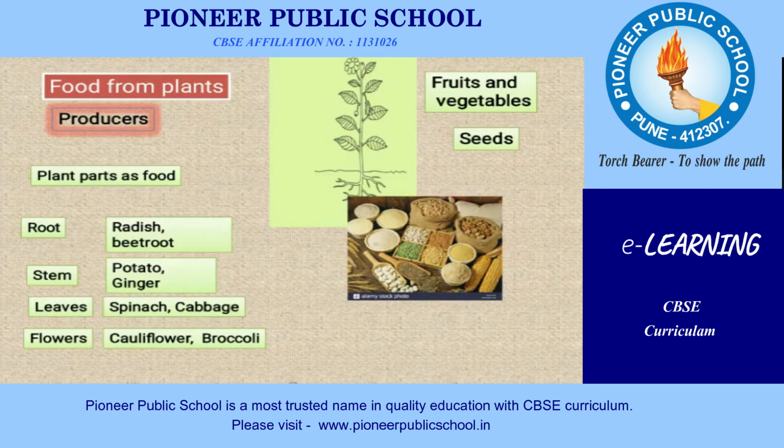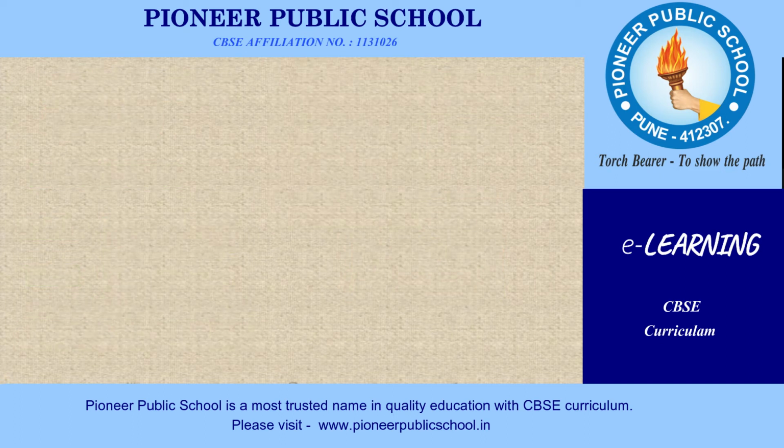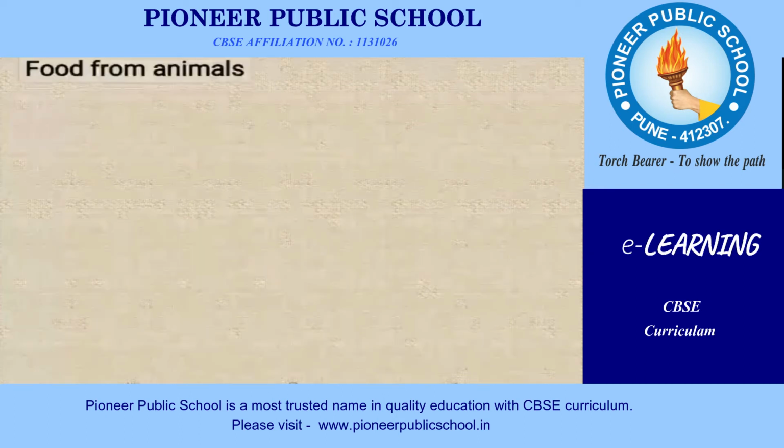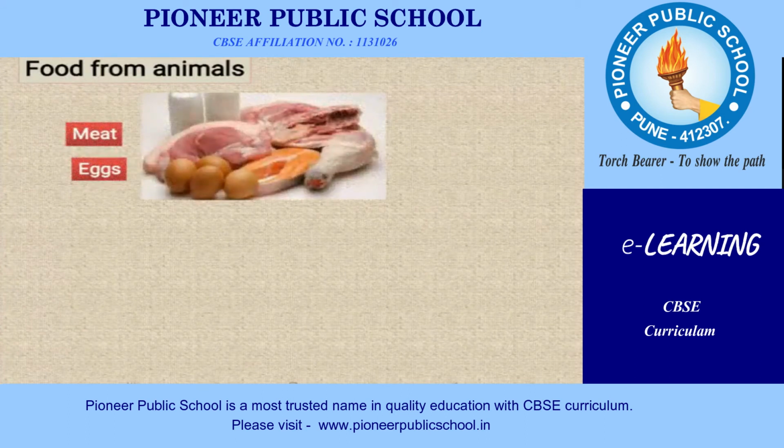So students, let's move ahead. Now we are going to study about the food that we get from animals. So students, here you can see meat and eggs are among the main foods that we get from animals. And we get meat from animals such as goat, chicken, prawns and fishes. When we are talking about eggs, we get eggs from hens and ducks.